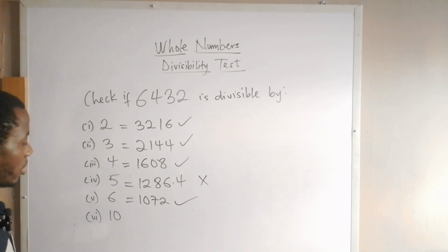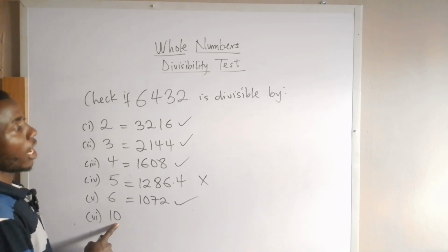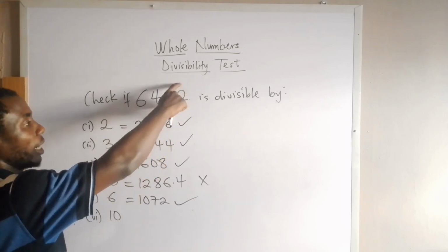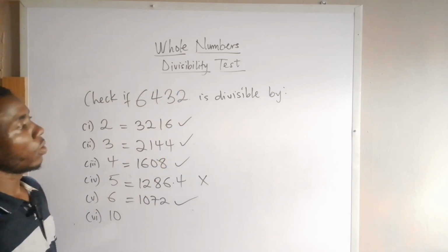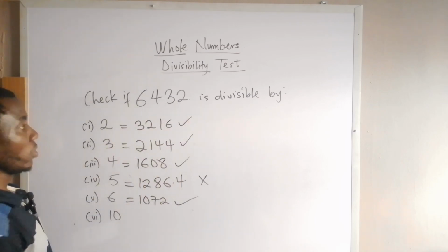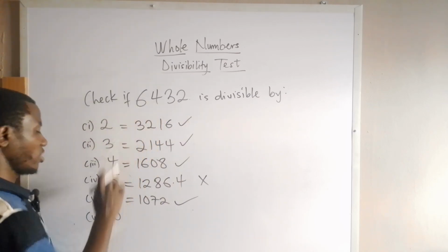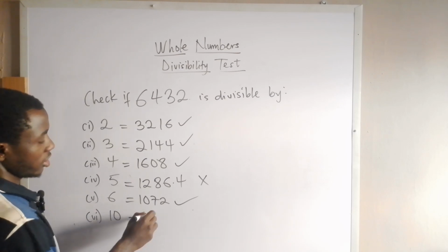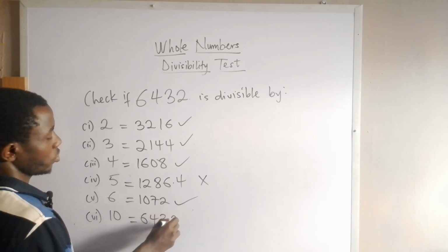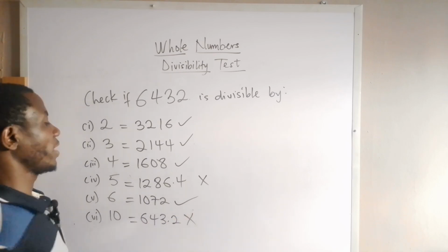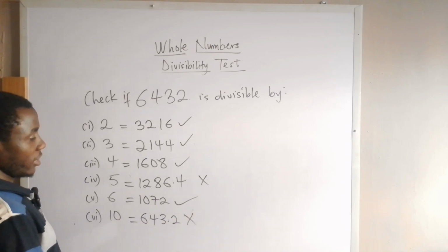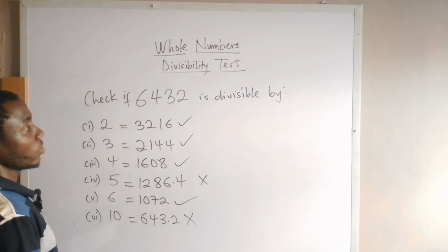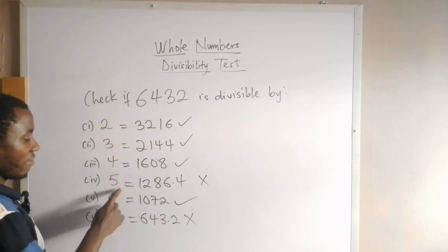And lastly, we have 10. Now to check if this number is divisible by 10, we say the last digit in the number should be a 0, which is not true in this case. So this means this number is not divisible by 10. And when we divide this number by 10, our result is 643.2, which means it's not divisible by 10. So you can see in these two cases, we have a decimal fraction as our result, which means the number is not divisible by these two digits, 5 and 10.